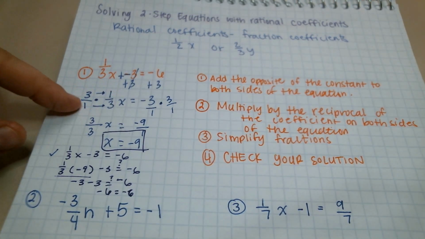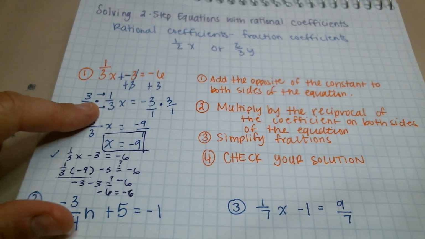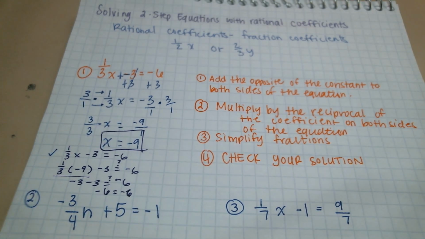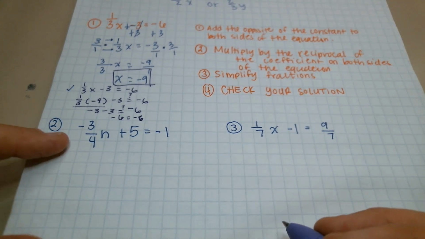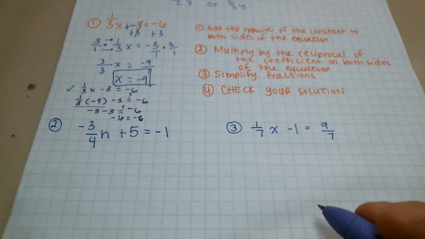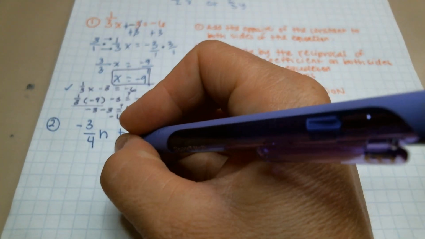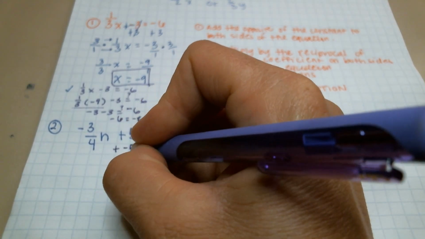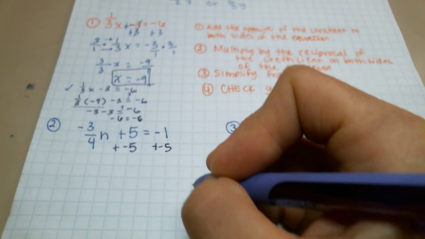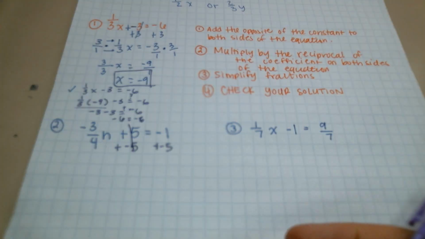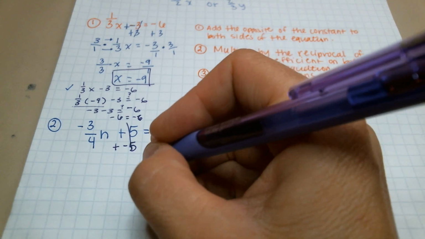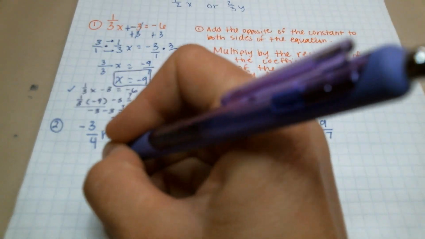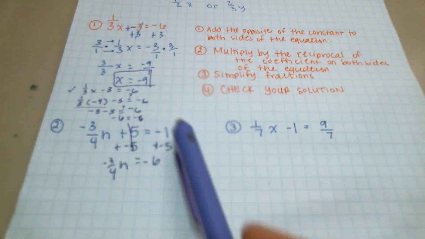So again, the only change that I did was instead of dividing by your coefficient, I multiplied by the reciprocal. Let's look at a couple. All right, first thing I want to do, add the opposite of the constant to both sides on number 2. So -3/4 n plus 5 equals -1. The opposite of 5 is -5. So I'm going to add that to both sides. That becomes 0. And I'm left with, well, -1 plus -5 is -6 equals -3/4 n.